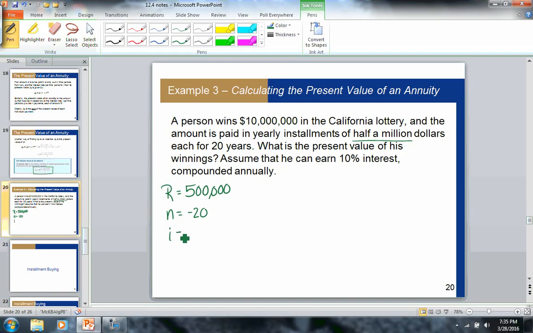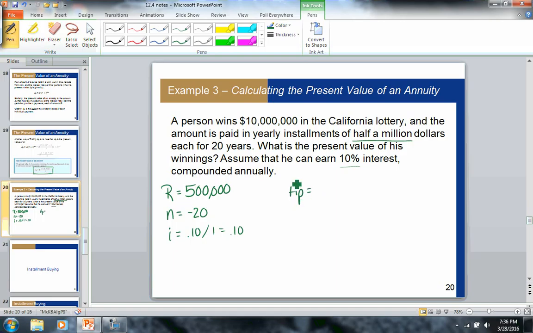And then we've got our interest. Here it's assuming 10%, and it's compounded annually, so we'll make that 10% a decimal and divide it by 1 because it's compounded annually one time, so that's really just 0.10. Then we're going to plug this information into our equation for A sub P.